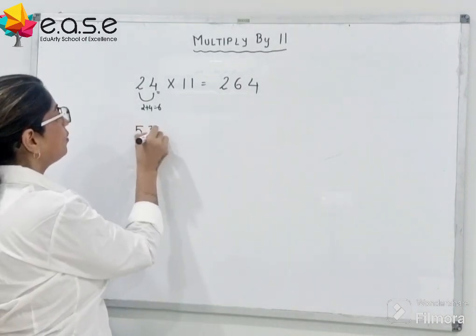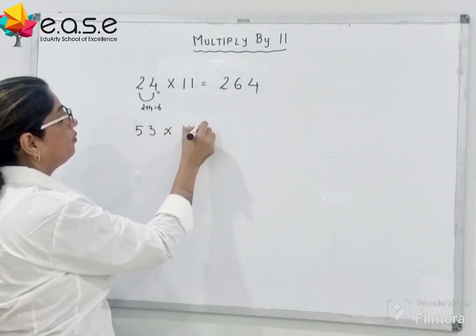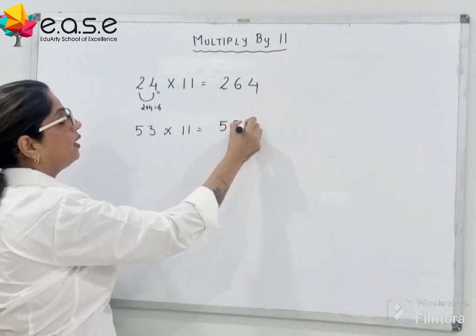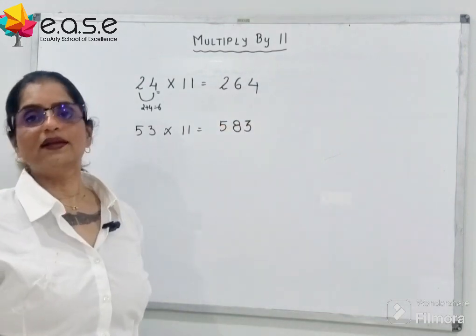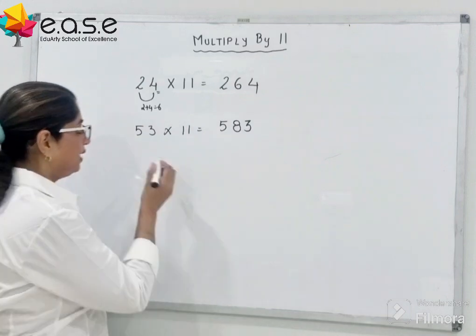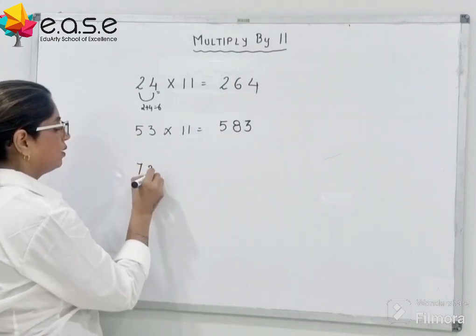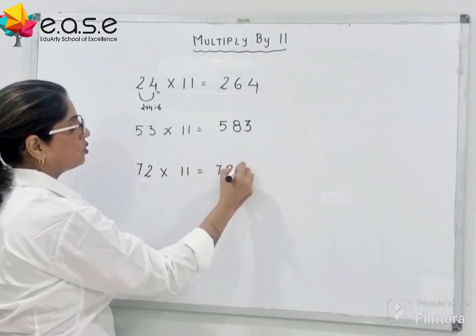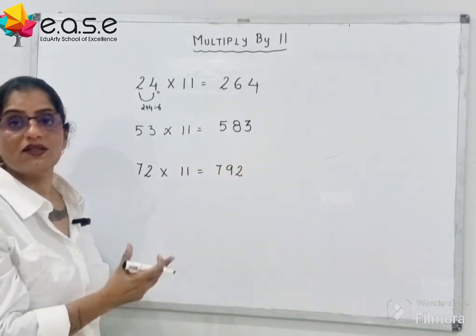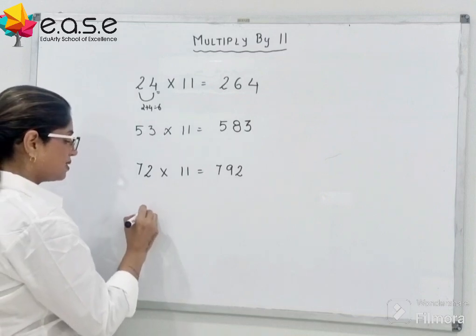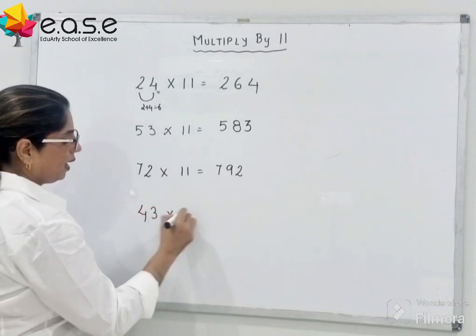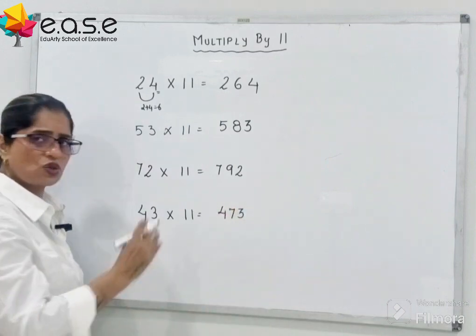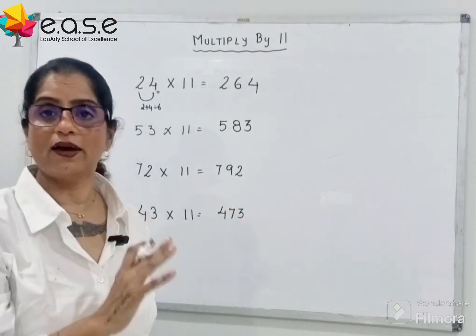Let us say 53 multiplied by 11. You write the 5. 5 plus 3 will give you 8. And you have a 3. Correct? So far, it's going very easy. Let's see. 72 multiplied by 11. That will give you 792. I'm sure you're catching up the speed now. So easy. Okay. Let's see. 43 multiplied by 11. That will give you 473. So far, so good. I think you guys are getting the hang of it.